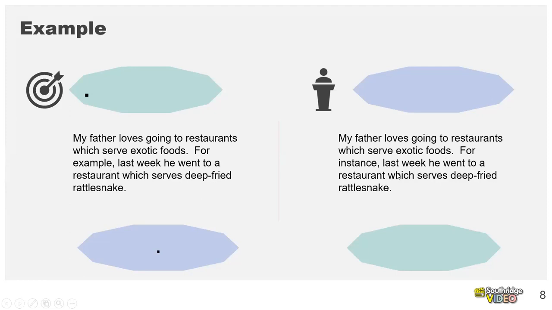Yeah. What about for instance? Yeah, just the same like that. My father loves going to the restaurant which serves exotic foods. For instance, last week he went to the restaurant which served deep fried rattlesnake. Yeah, same here. For example and for instance can be used to begin a new sentence.